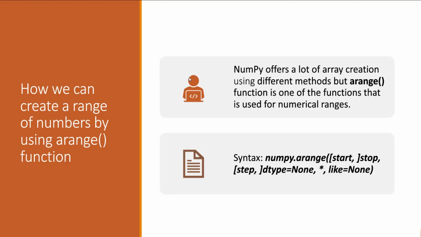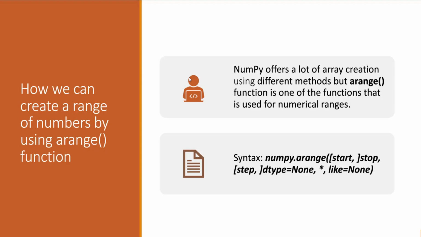This function takes 4 parameters: start, stop, step and dtype. The first parameter is start. This parameter indicates the start of an interval and by default it takes the value 0. The next parameter is stop. It specifies the end of the interval. And the third parameter is step. This is an optional parameter and it specifies the step size of the interval. And the last parameter is dtype. It specifies the data type of the NumPy array.